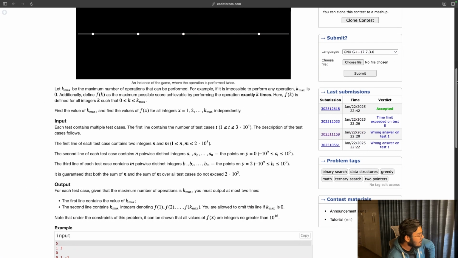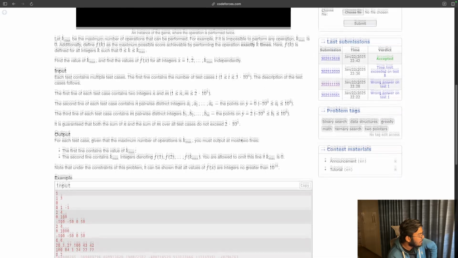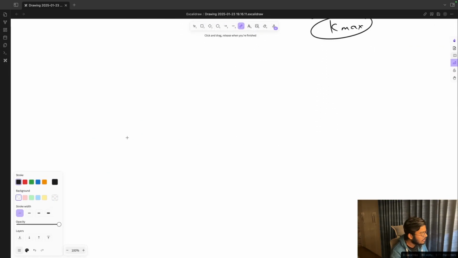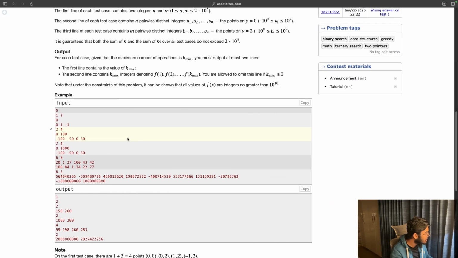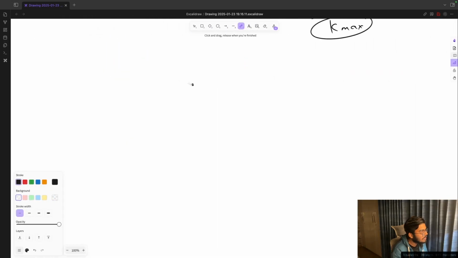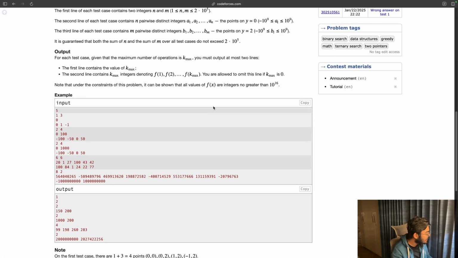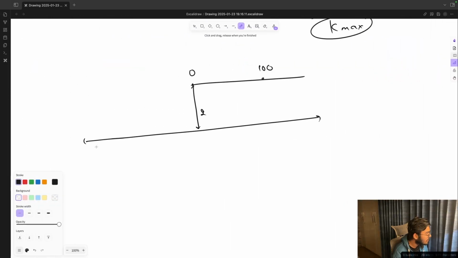Now yeah, okay, let's try to see the sample test cases. I think this one works. So we have one line. It is 0 comma 100. So at one point we have 0, and then we have a point on 100. Then we have another point. These are 2 units apart. This is minus 100, minus 50. So we have minus 100, minus 50, 0, and 50.